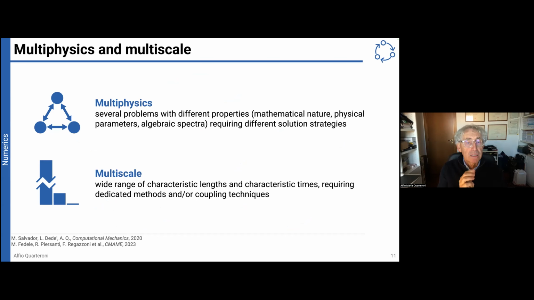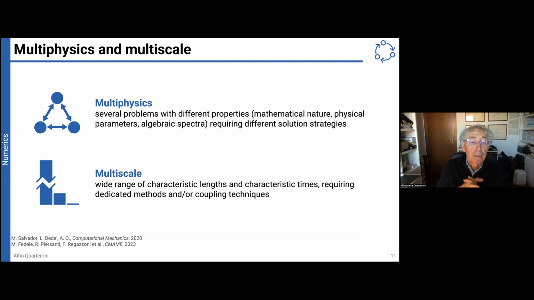The first one is what can be called multiphysics. Why multiphysics? Because you have different types of physical processes, as I've told you, with different parameters, different characteristics of the differential equations. We have both partial differential equations and ordinary differential equations. Most often they are nonlinear and they are strongly coupled.